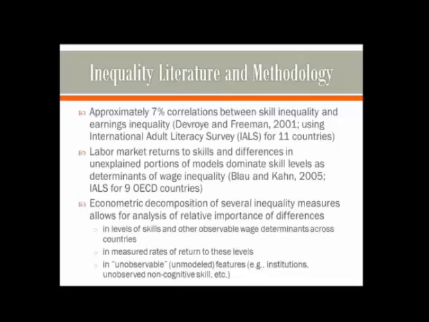There is some literature on inequality across countries specifically, and I'll just point out two papers here. DeVroy and Freeman, and then Blau and Kahn, both used previous skill surveys, the International Adult Literacy Survey, for a number of countries. They basically found fairly low correlations between skill inequality and earnings inequality. But they also found that unexplained portions of the models were really dominating skill levels as a major determinant. And so this is where I was entering with PIAAC, to see if the new problem-solving measures, the greater extent of this survey in general, could explain more of the differences.